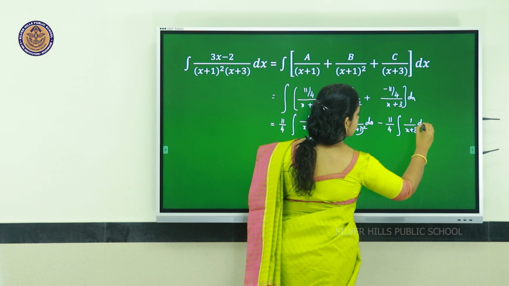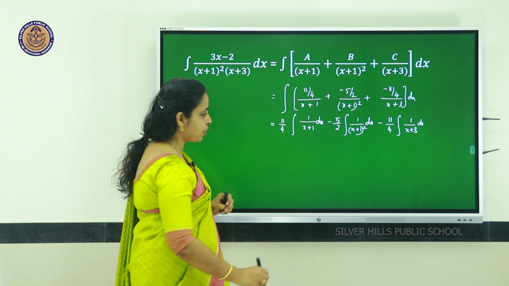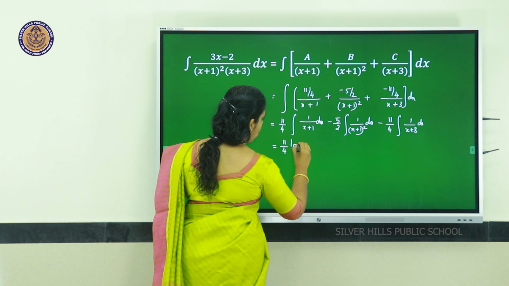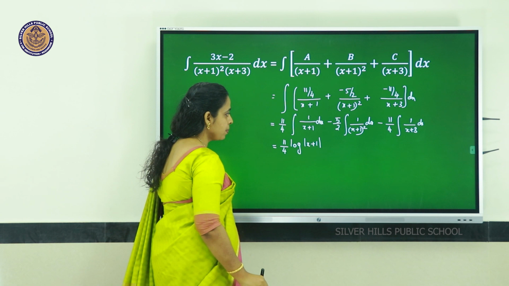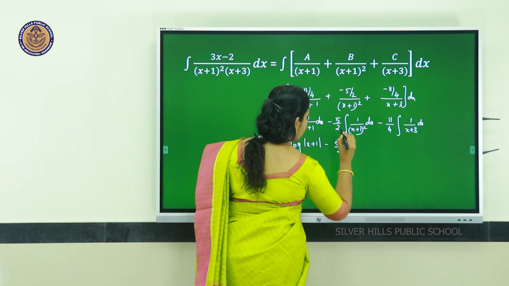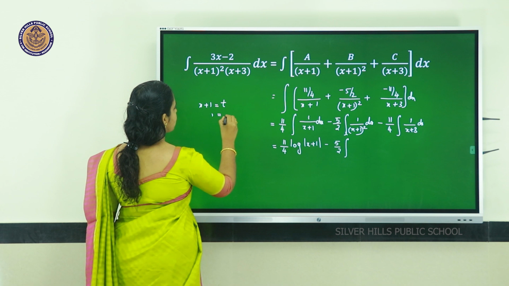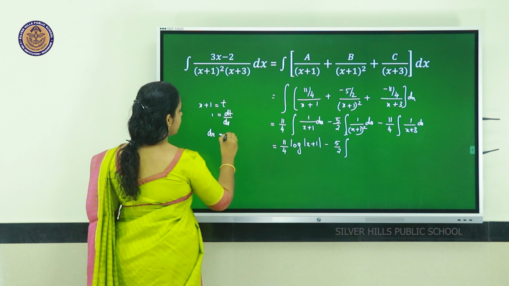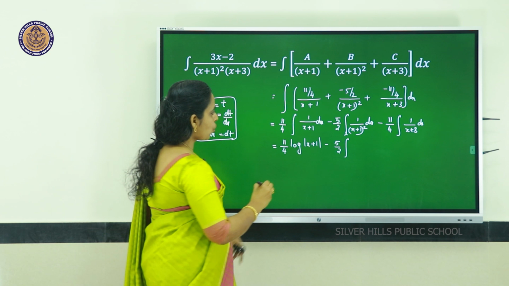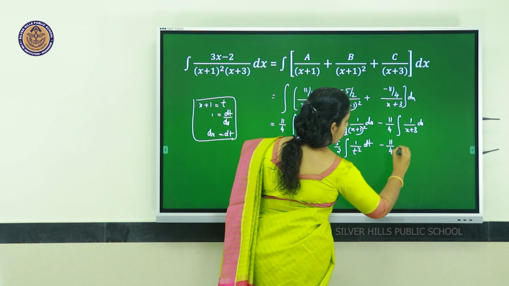Now, the first one and last one both are 1 by x form whose integral is log x. So, let us write that part first. 11 by 4 logarithm of x plus 1, that is also logarithm. Here, let us write this x plus 1 equal to t and simplify. Minus 5 by 2 integral, in the place of x plus 1, I am putting t. So, differentiating with respect to x, 1 equal to dt by dx or dx equal to dt. Now, let us substitute here. So, it will come 1 by t square dt, and this part is minus 11 by 4 logarithm of x plus 3.